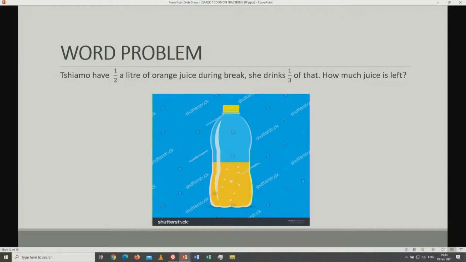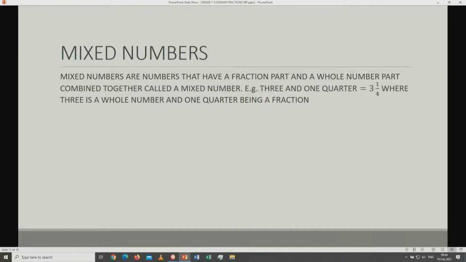Right. Hoping, guys, you are still with me. Now, our next part is to move to the mixed numbers. But before we get there, let us just do a quick recap. We have dealt with the fractions where one denominator is not a multiple of the other.